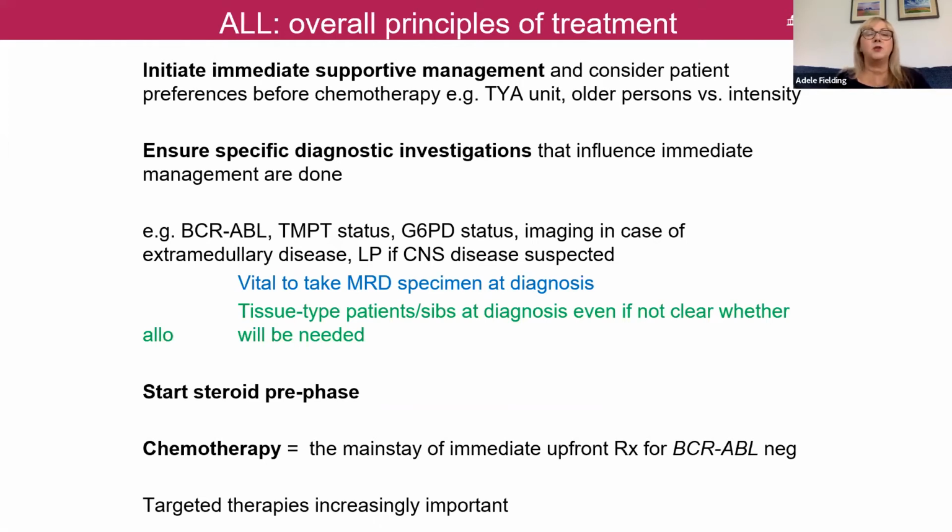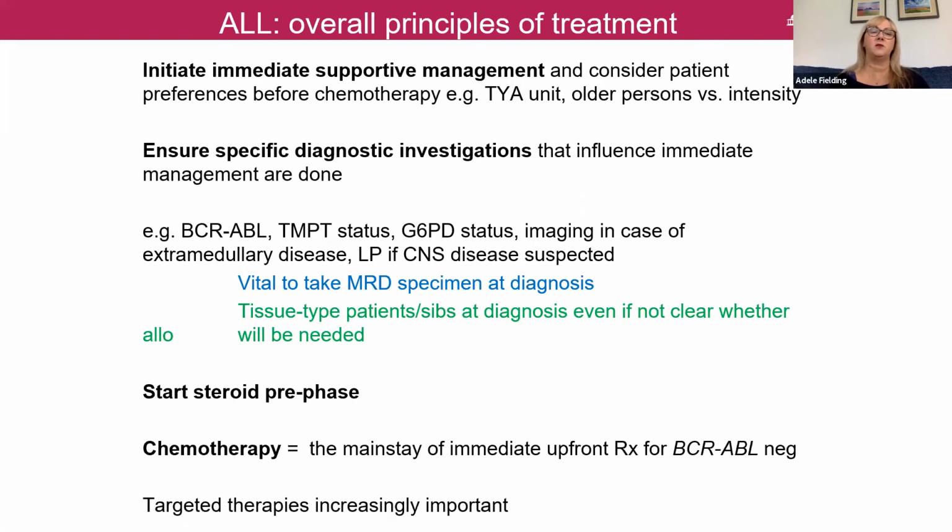And the other thing we always try to do at diagnosis, which can be, I think, very difficult for patients and their families, is we always try and tissue type patients and their siblings at diagnosis, even if it's not at all clear whether an allogeneic bone marrow transplant will be needed, because it can take some time to get the tissue typing results back. And it's absolutely critical that we allow the time for that to happen. But I think that's a point of tension, and it's very upsetting, I think, for people, because it takes ages from when you have tissue typing done to get the results back.